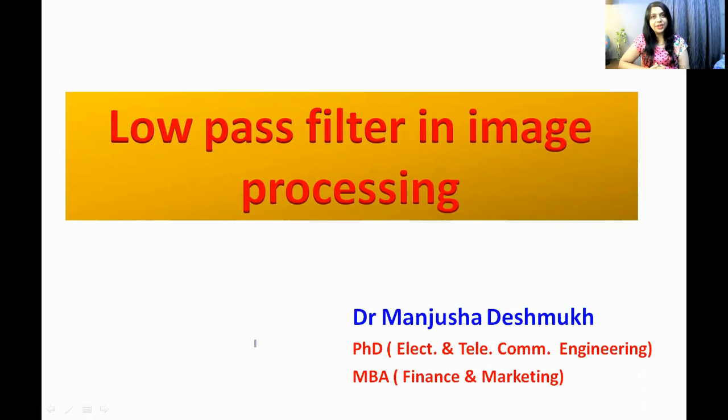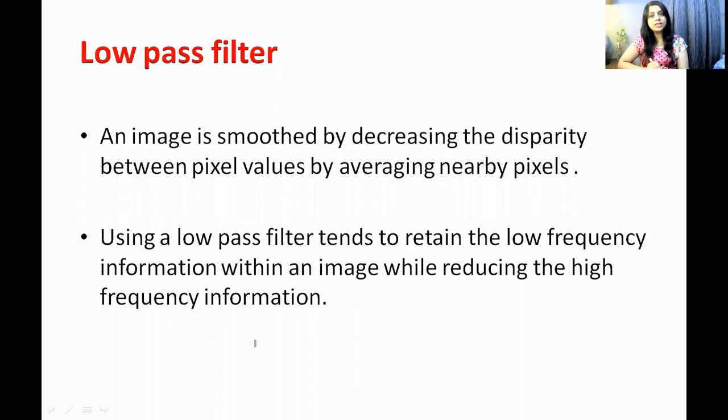Hello everyone, in this video I am going to explain low pass filter in image processing. So what is low pass filter? In low pass filtering, the image is smoothed by decreasing the disparity between the pixel values by averaging nearby pixels. So what we do in low pass filtering, if this is the image and there are 9 pixels like this, we take the average of these pixels and replace the middle pixel by that average value. This is the basic concept. We are going to learn this in the coming slides.